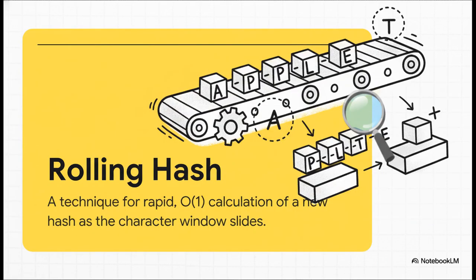Now, the rolling part is where the real genius comes in. It means if we already have the hash for the word apple, we can figure out the hash for pple-t in constant time. We don't have to recalculate everything from scratch. We just mathematically subtract the value of the first character, a, shift everything over, and then add the value of the new character, t. That's the rolling magic that makes it so fast.